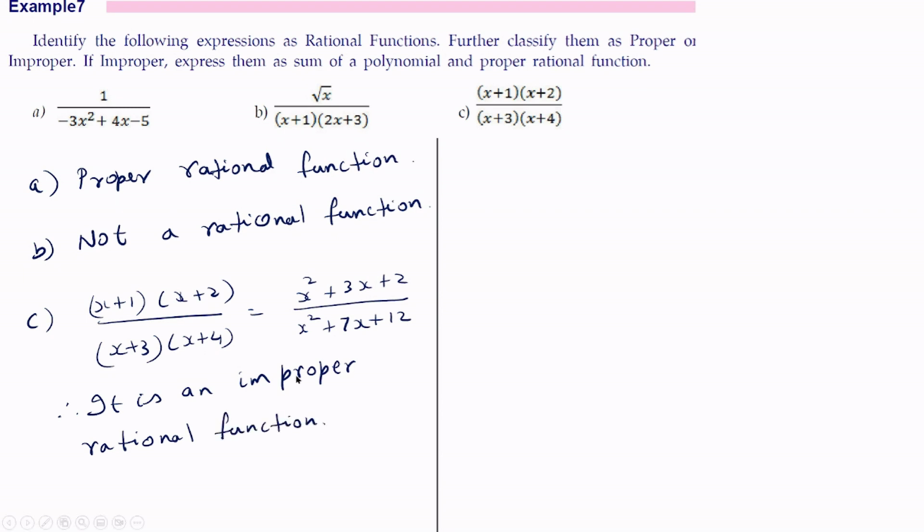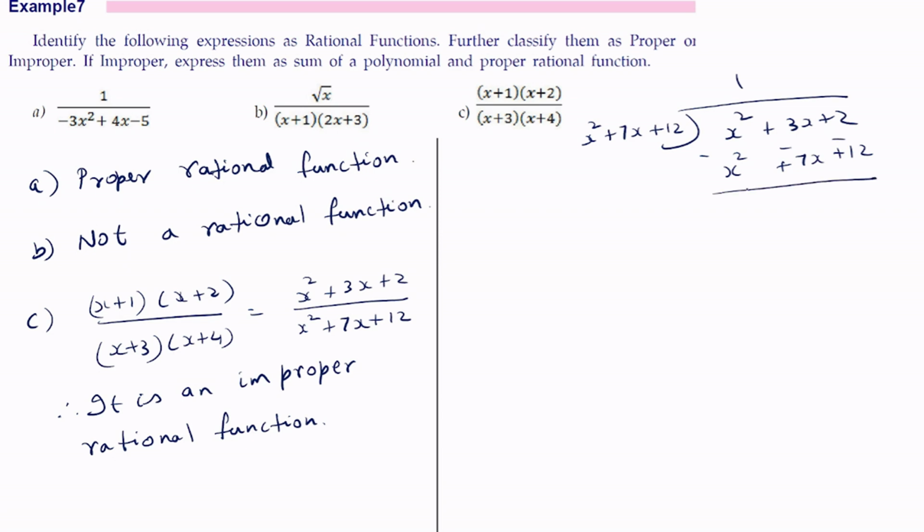Only when the degree in the numerator is less than the degree in the denominator, then we call it a proper rational function. This is an improper rational function. So to make it a sum of a polynomial and a proper rational function, we can perform long division method. So x square plus 3x plus 2 divided by x square plus 7x plus 12. One time will be x square plus 7x plus 12. Here we subtract. So this will become 0. Here 3 minus 7x is minus 4x and 2 minus 12 is minus 10.